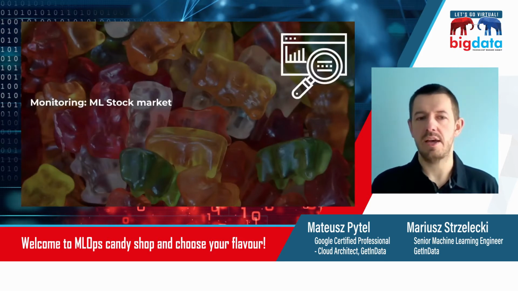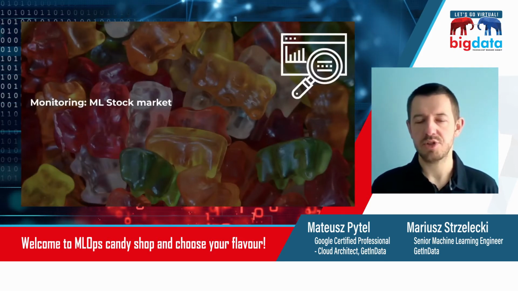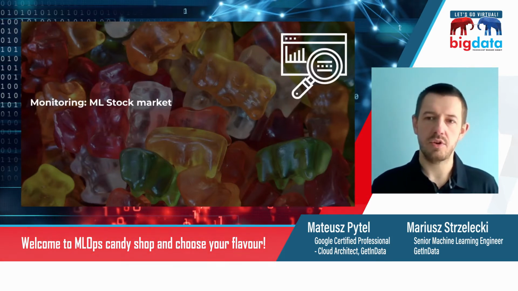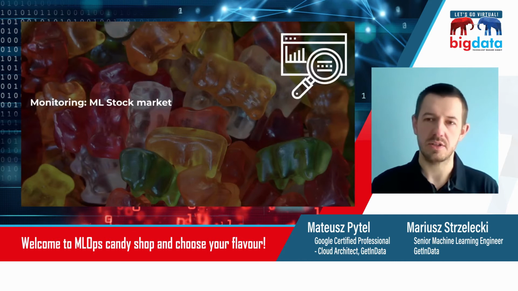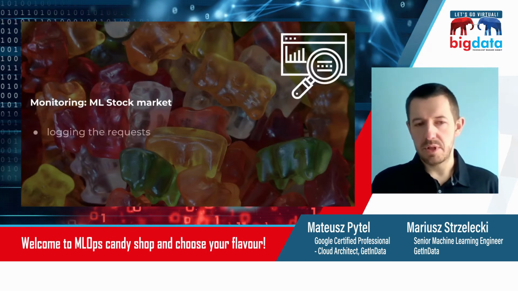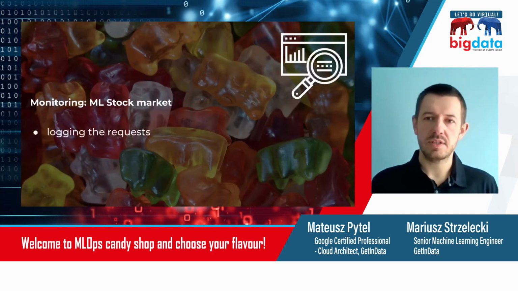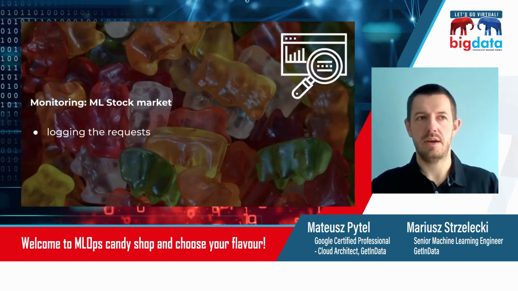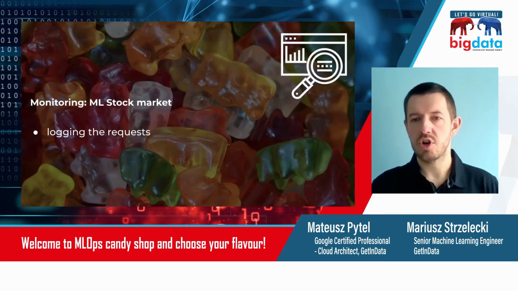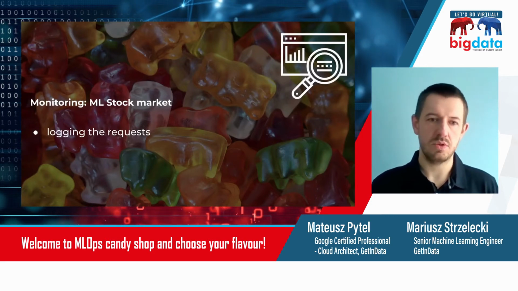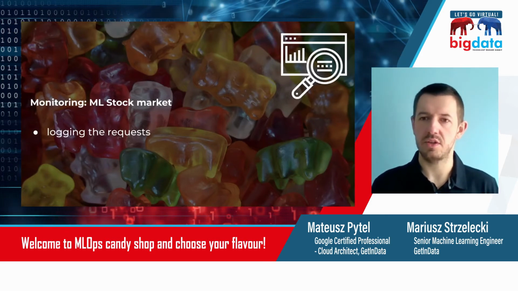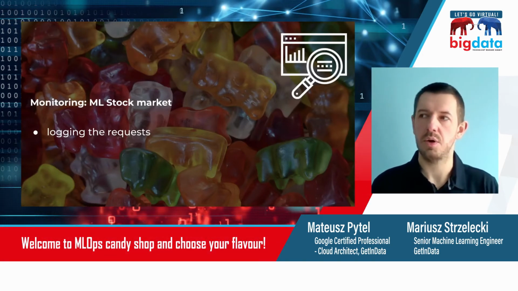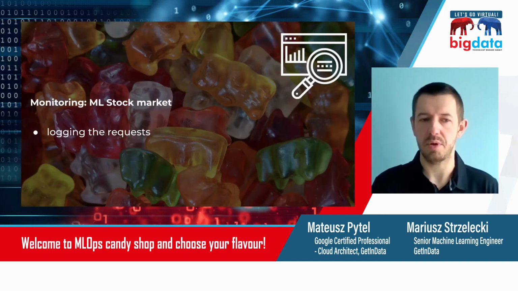The fourth area, the ML stock market. This is especially useful if you have really multiple models running in production and if you want to get all the KPIs of them in one place. Logging the requests is an important technique if you want to replicate the behavior of the models on production. So you log the requests from your users, and then you can see what the model actually predicted and how it impacted your business, for example.